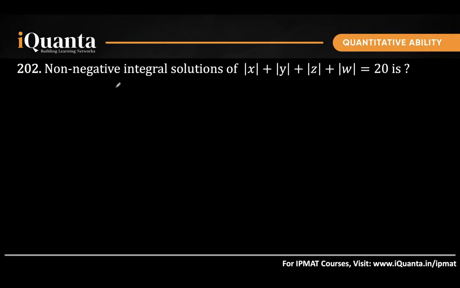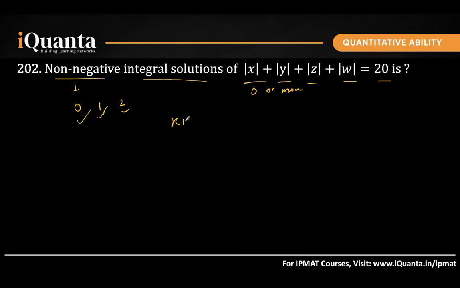Okay. Now let's come to the non-negative integral solutions of mod x, mod y, mod z, mod w equal to 20. Non-negative means 0 is allowed. Okay. 1 is allowed. 2 is allowed. So obviously we want the sum of these numbers to equal 20. So these numbers can be 0 or more. These are all moduluses. They can be 0 or more. 0 or more means non-negative integral solutions.